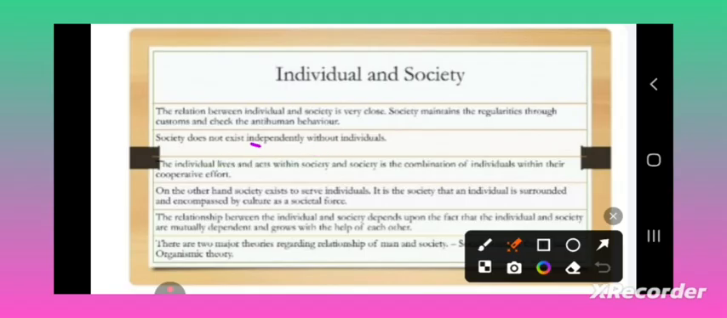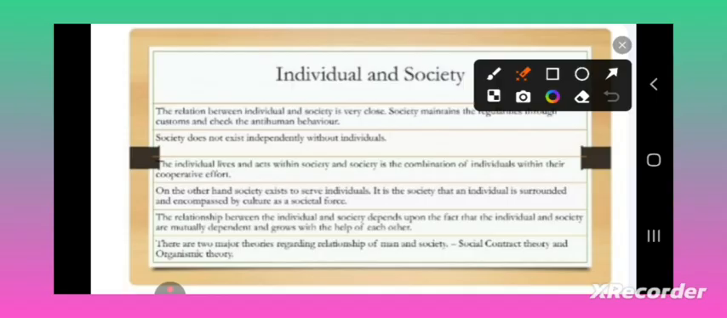Societal role: society exists to regulate individuals through customs, traditions, and institutions. Society does not exist independently without individuals. Individual dependence: individuals cannot exist without the society that surrounds them. Individuals live and act within society, and society is the combination of individuals in their cooperative effort.